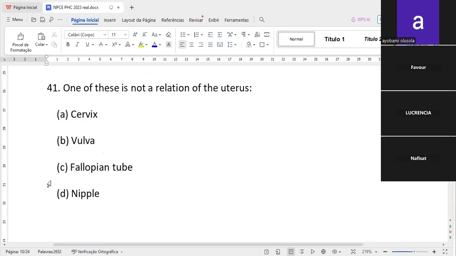One of these is not a relation of the uterus. Nipple. Yeah, the nipple. The nipple is not in relation to the uterus.